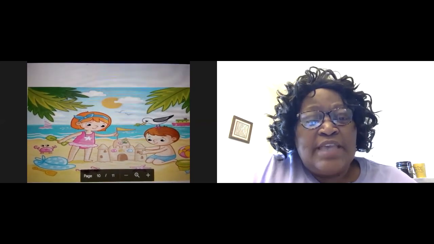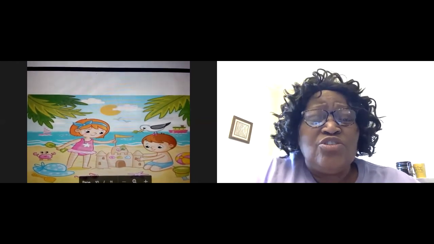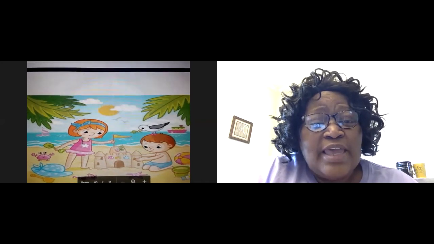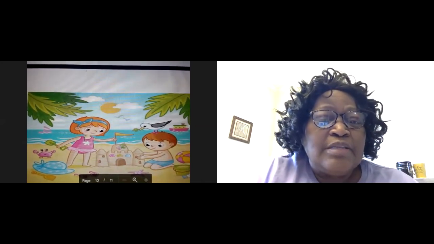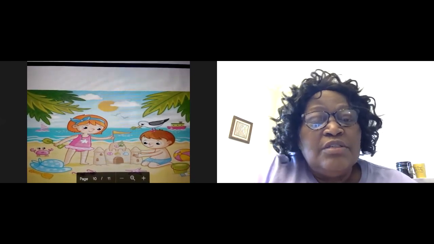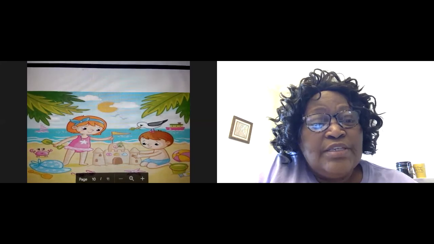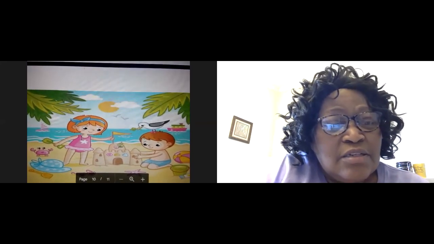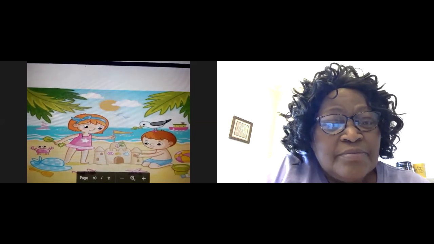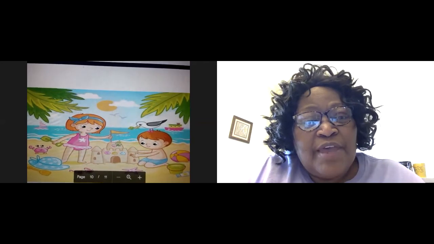They have made a sandcastle. So that lets me know she's playing at the beach. What is she doing at the beach? She's making a sandcastle. I see a beach ball. I see a seagull. I see a boat. I see trees, palm trees. And I see, is it a little crab? Yeah. So she has been very detailed.